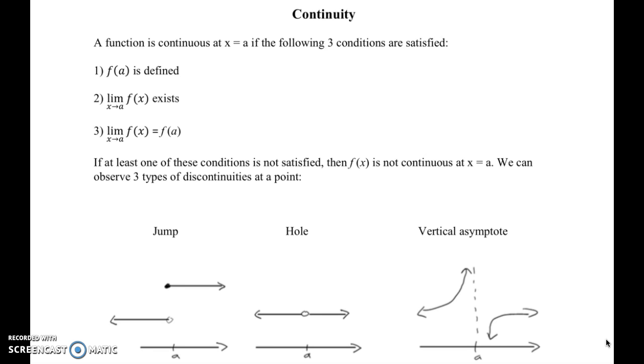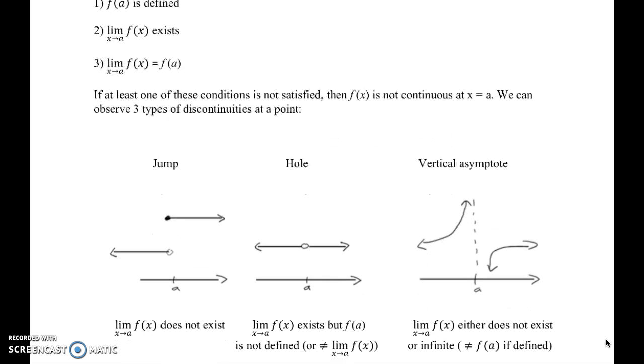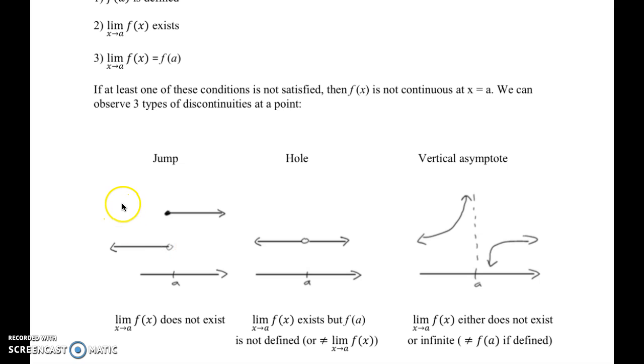So we have three different types of discontinuities. We have what we call a jump. That means from the left and from the right, x approaches the value of a, but they don't meet. They're different values, all right? And so the limit of f of x in this case just does not exist.